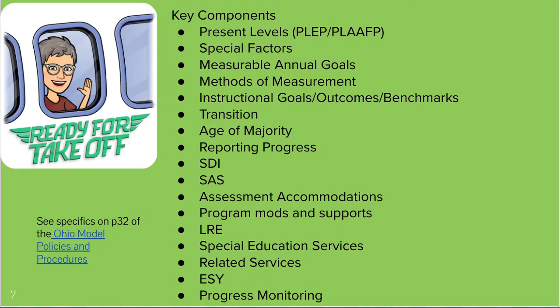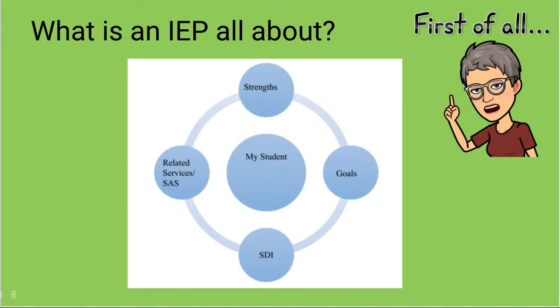So we've got a whole lot of key components that I just listed off in our IEP. And if you want to look in the Ohio Model Policies and Procedures, you'll see the specifics there on page 32. So you can look back at that. So we're thinking about, what is this IEP all about? We are starting with the student in the center, and these four areas are pretty much what revolves around the student: the strengths of the student, related services, and SAS, our specially designed instruction, or SDI, and our goals.